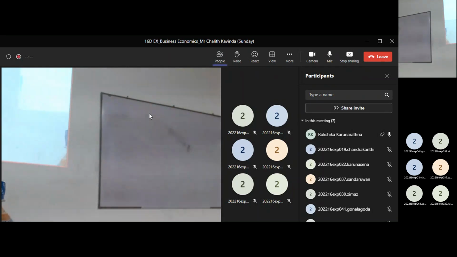So we got to know that there are two types of production functions: the short-run production function and the long-run production function. In the short run, we have two types of inputs: fixed inputs and variable inputs. Accordingly, in the short run we have fixed cost as well as variable cost.